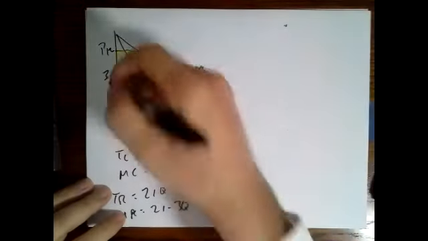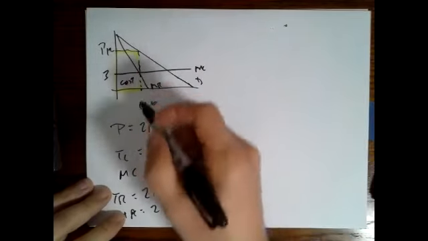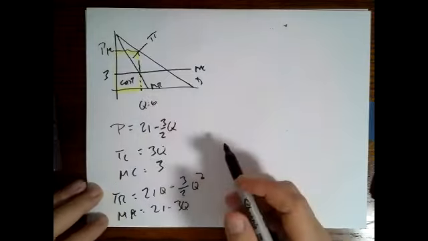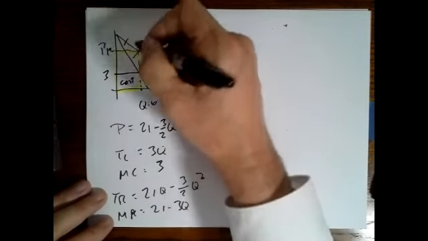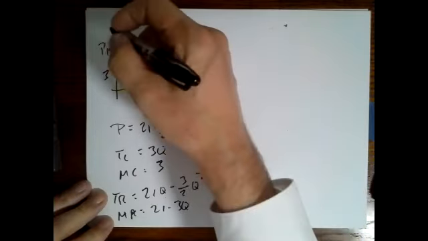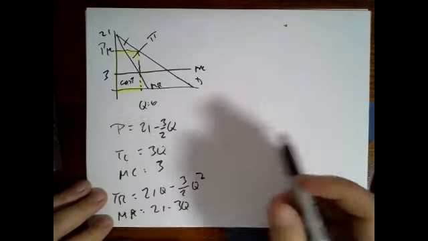The monopolist's costs are here. So 3 times 6 is their cost, right? They wind up with this as their profit. And then the consumer gets a consumer surplus of, let's say this is 21, right? Because the price is 21.